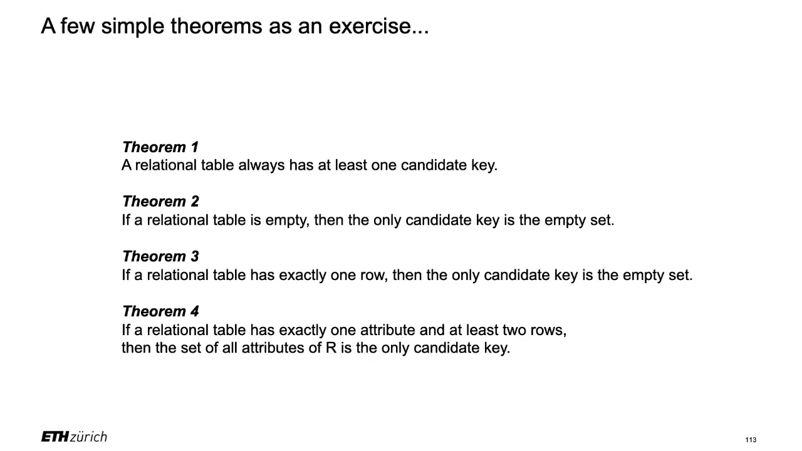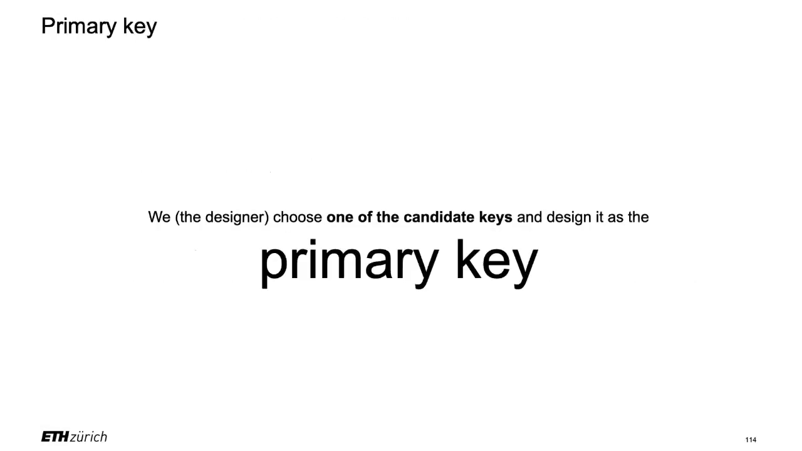And then theorem 4 says if a relational table has exactly one attribute and two rows, then the set of all attributes of R is the only candidate key. Well, all attributes means the one attribute. What it means is the empty set is not a candidate key. All right, you can think about it offline just to convince yourself. It's a good way of exercising a little bit with all of these definitions.